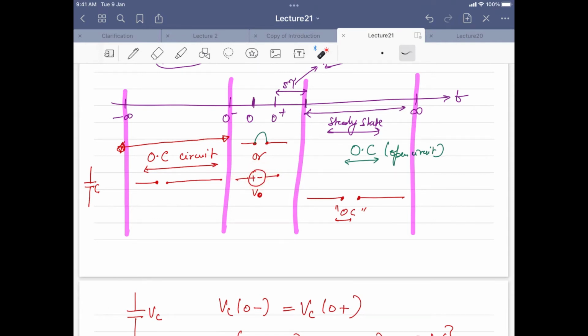Okay, any questions here? So this is a very important thing which you have to keep in mind. Otherwise, it will be very difficult for you to go further in this particular topic. So you have to be very comfortable in understanding when it is open circuit and when it is short circuit. Okay.